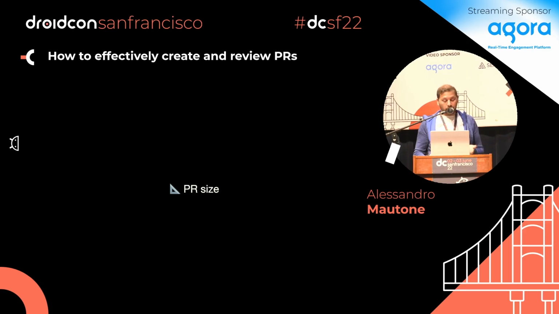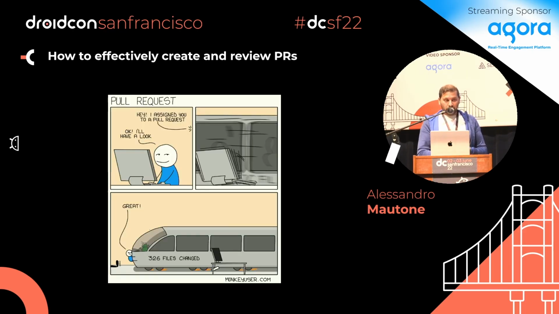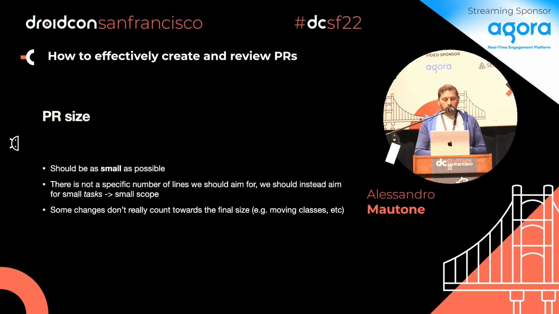So let's start with the PR size. Here we have a nice meme. And this is basically the key of the talk. It's very important. Why is the PR size so important? Let's see. The PR size, first of all, should be as small as possible. There is not really a specific number of lines or of files that we should aim for. Instead, we should aim for small tasks and a very defined and small scope.